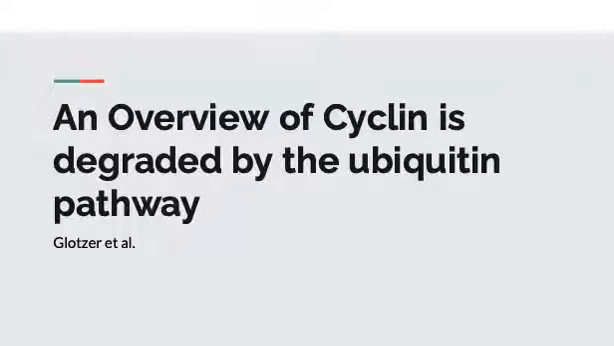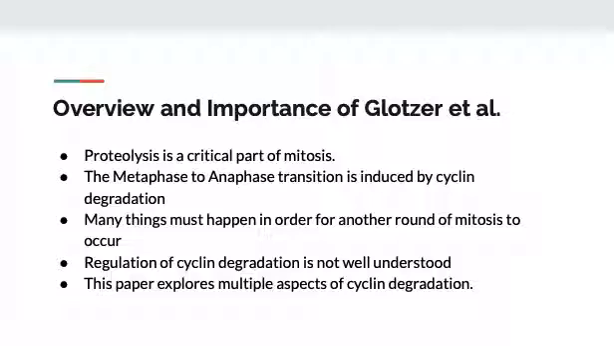Hi guys, so today we're going to be doing an overview of "Cyclin is degraded by the ubiquitin pathway", by Glotzer et al., published in 1991. Okay, so here's our overview.